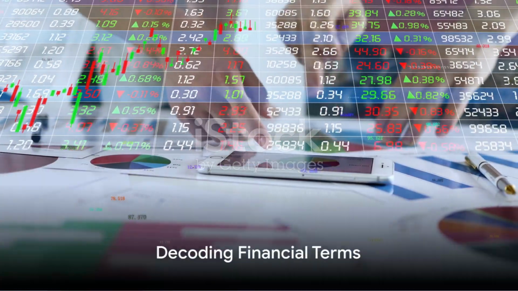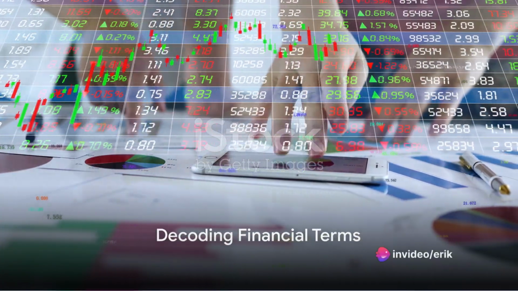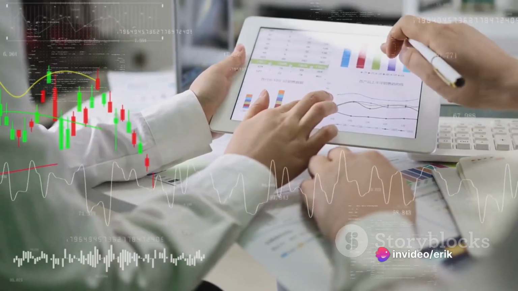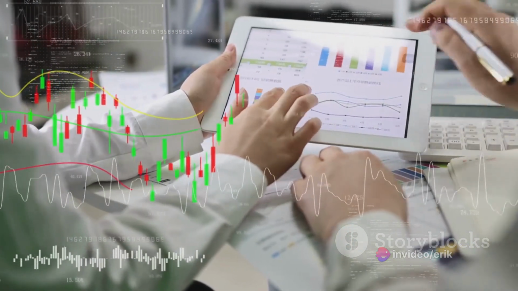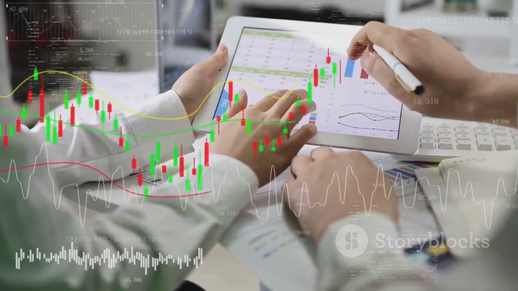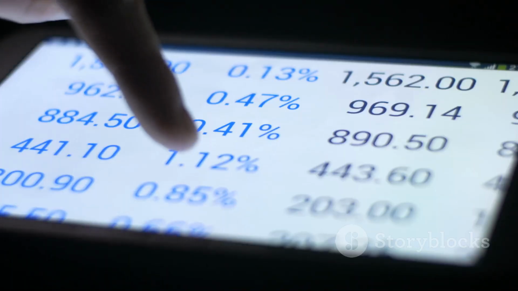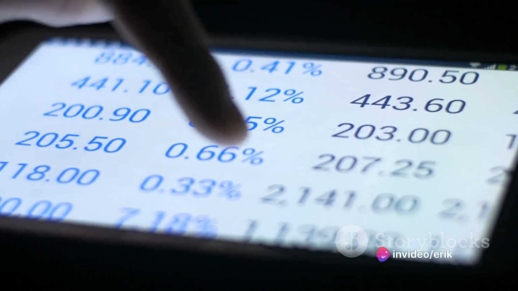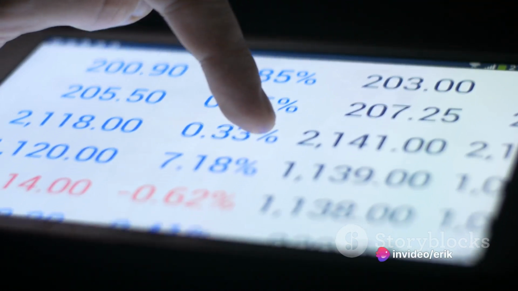To start, let's familiarize ourselves with some essential financial terms. First up, we have CAGR, or compound annual growth rate. This is a key measure of an investment's annual growth over time. It's the mean annual growth rate of an investment over a specified period of time longer than 1 year.